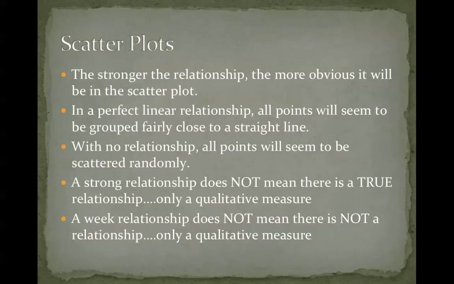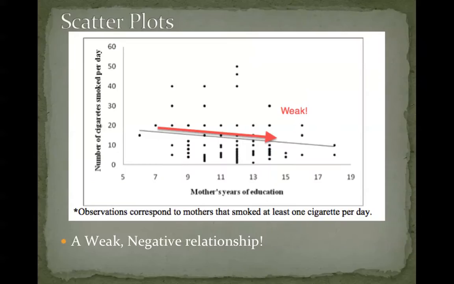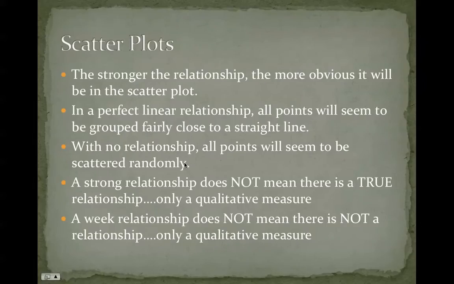A weak relationship, which again, I understand this is misspelled. This should be W-E-A-K, sorry. A weak relationship does not mean there is not a relationship. It's only a qualitative measurement, okay? So just because I see here that there's a weak relationship between mother's years of education and number of cigarettes smoked per day, just because that's weak does not necessarily mean that it doesn't exist. In fact, that might actually exist. It's just a weak relationship.